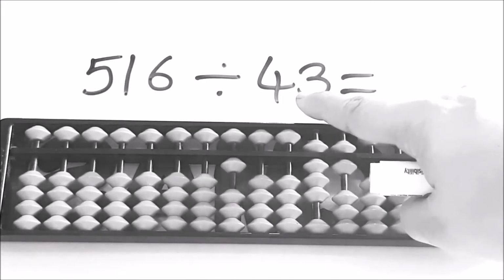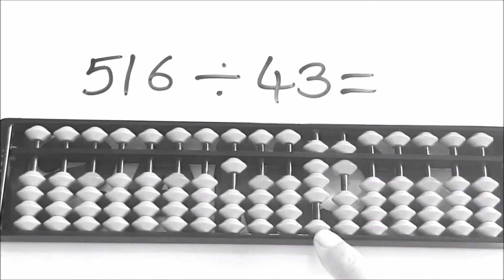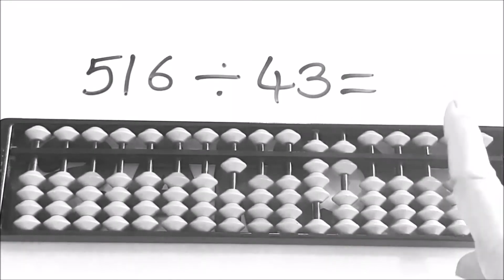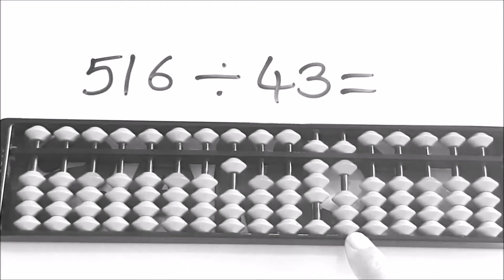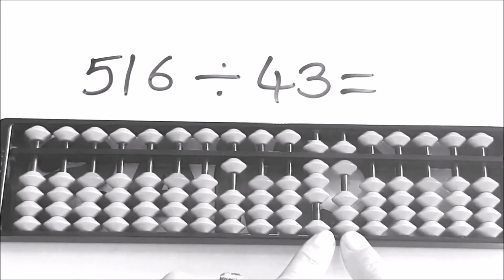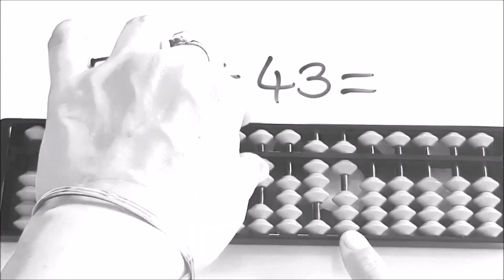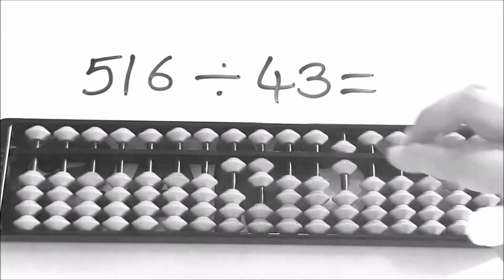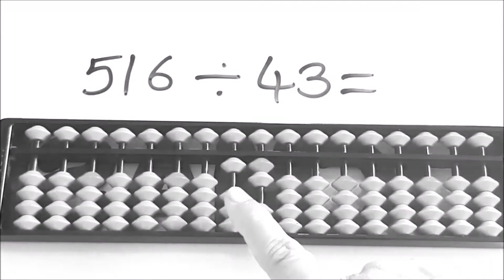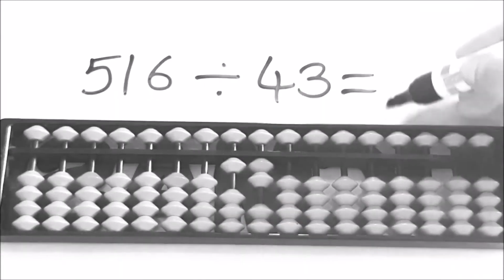Now in the table of 4 we have 4 2s are 8. So 43 2s are 86. So here we'll subtract 6. So we leave two rods, 1, 2 and place the answer here. 43 twos are minus 8 minus 6 and the answer is 12.